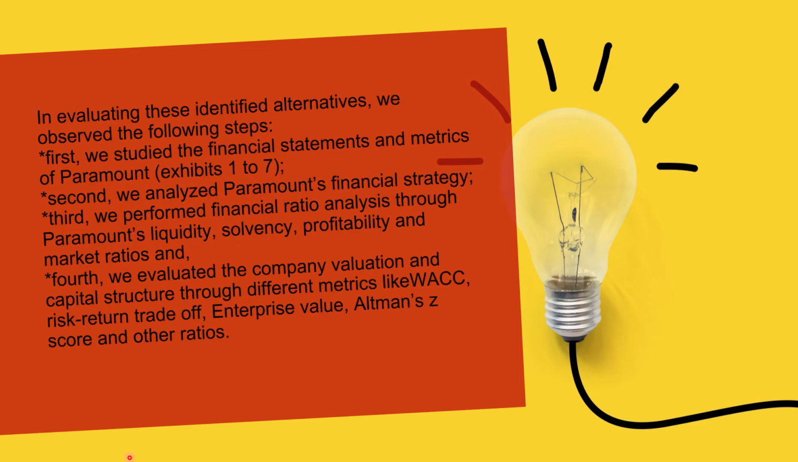In evaluating these identified alternatives, we observed the following steps. First, we studied the financial statements and metrics of Paramount, Exhibits 1 to 7 of the given case. Second, we analyzed Paramount's financial strategy. Third, we performed financial ratio analysis through Paramount's liquidity, solvency, profitability, and market ratios. And fourth, we evaluated the company valuation and capital structure through different metrics like WACC, risk-return trade-off, enterprise value, Altman's Z-score and other ratios.